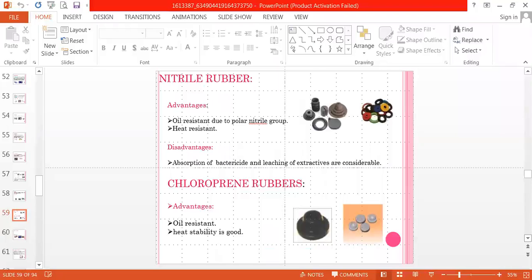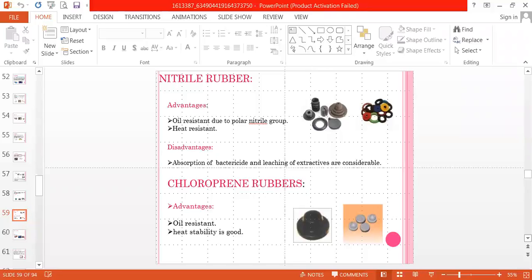Then nitrile rubbers are there. They have oil resistance, they contain the nitrile group, and they are heat resistant. Such nitrile rubbers we use nowadays. The disadvantage of nitrile rubber is that absorption of bactericide and leaching of extractives are considerable. It means they can absorb some material from your product, and sometimes they can release their own extractives inside your product.